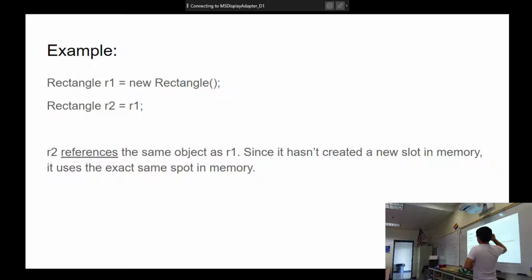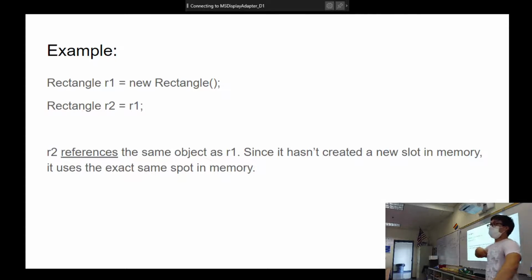So if we create a rectangle, R1, and we create a new rectangle, what is new? So what's so special about new? Yeah. It means we allotted memory for that object. We've created a new memory location, or allocated a new piece of memory for our rectangle. We've created a new rectangle memory.